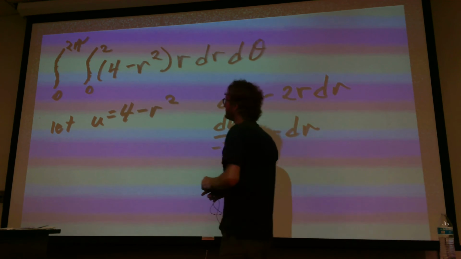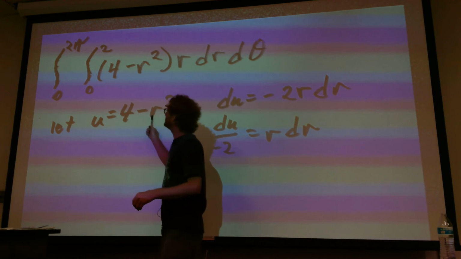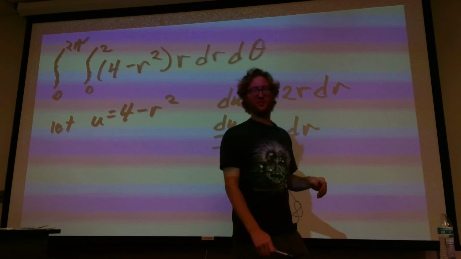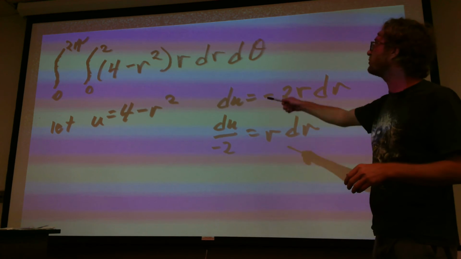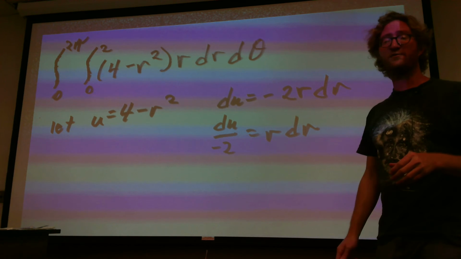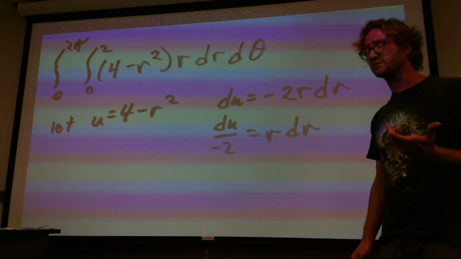So if I plug 0 into this u, which equals 4 minus r squared, what is that 0 going to become? That 0 is going to become a 4. If I plug 2 into that, I'm going to get 4 minus 2 squared, so the top term is going to become 0.